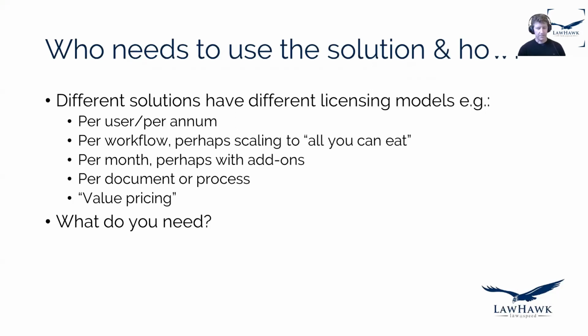Other software might come on a per month basis, and there might be different tiers of those monthly charges depending on which features you want to add on. It's possible to do a volume-based price, perhaps on a per document or per page or per process. And there's also value pricing, where, based on your particular circumstances and what you're looking to do, you can reach an agreed price with the supplier. So they really depend on what you need.